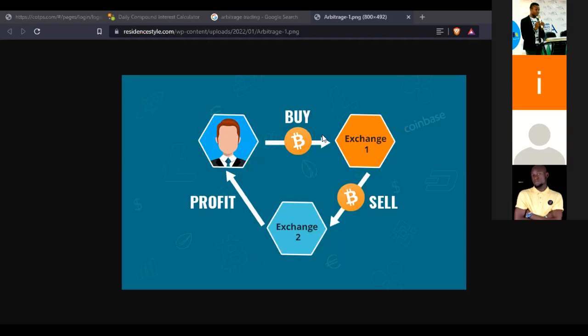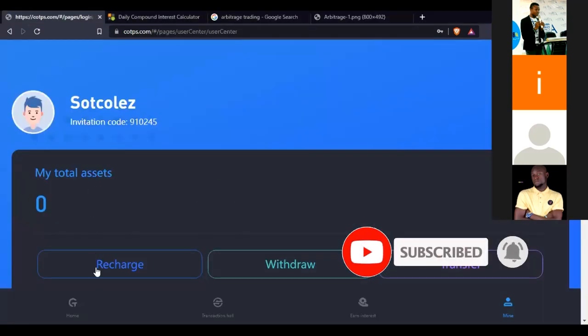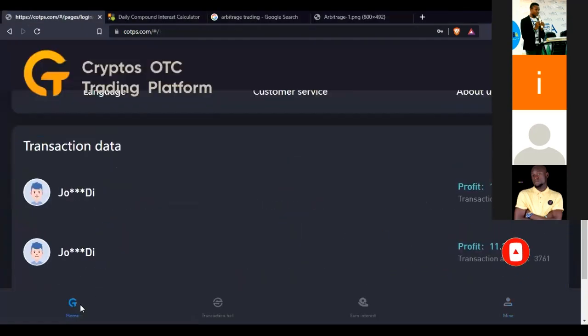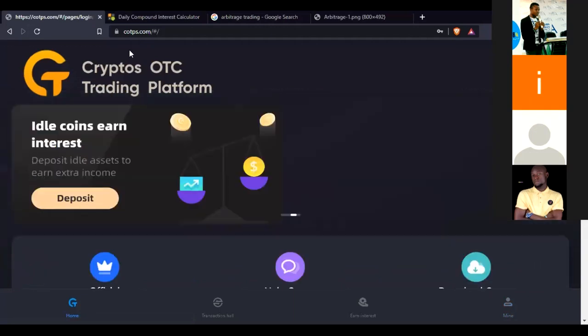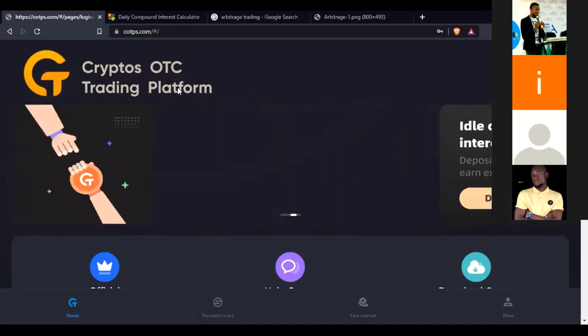And you know that Ethereum fees are very high. So at the end of the day, you may spend all the profit paying fees to transfer funds from one exchange to another, all right? That is when this crypto OTC trading platform comes into play.